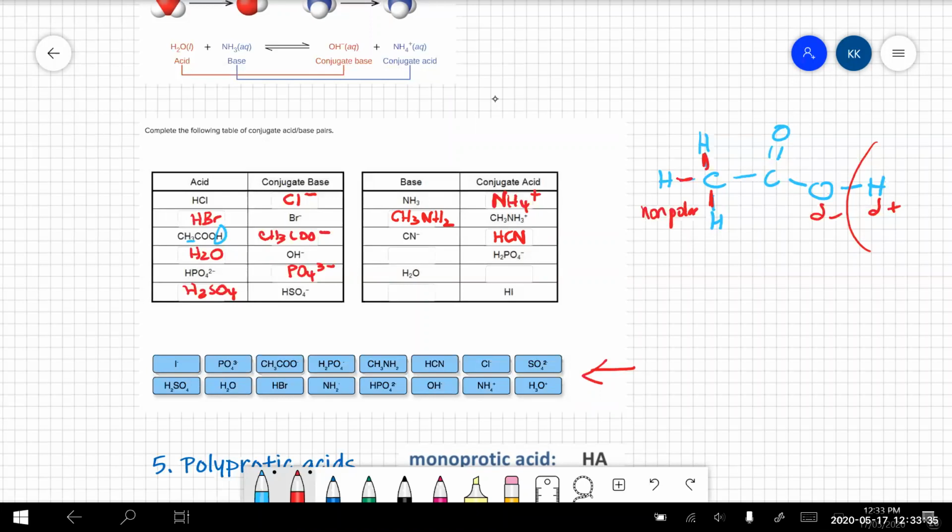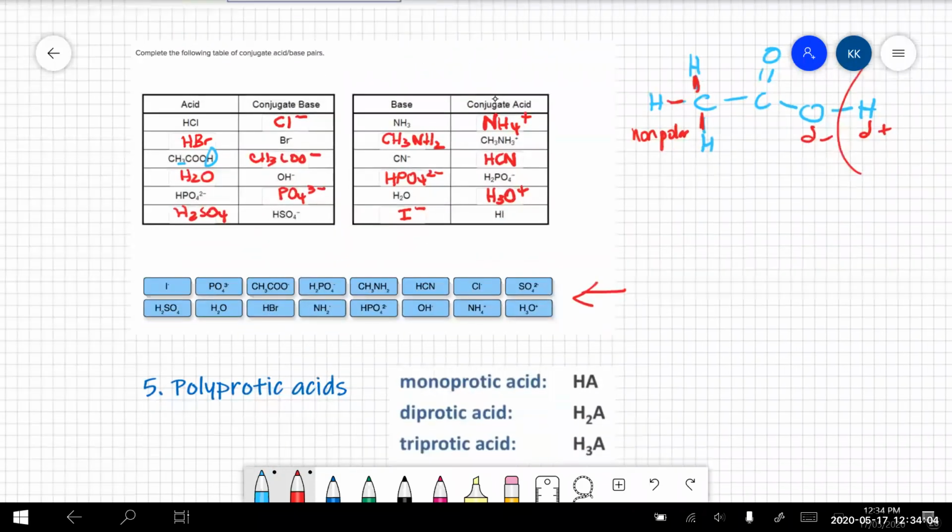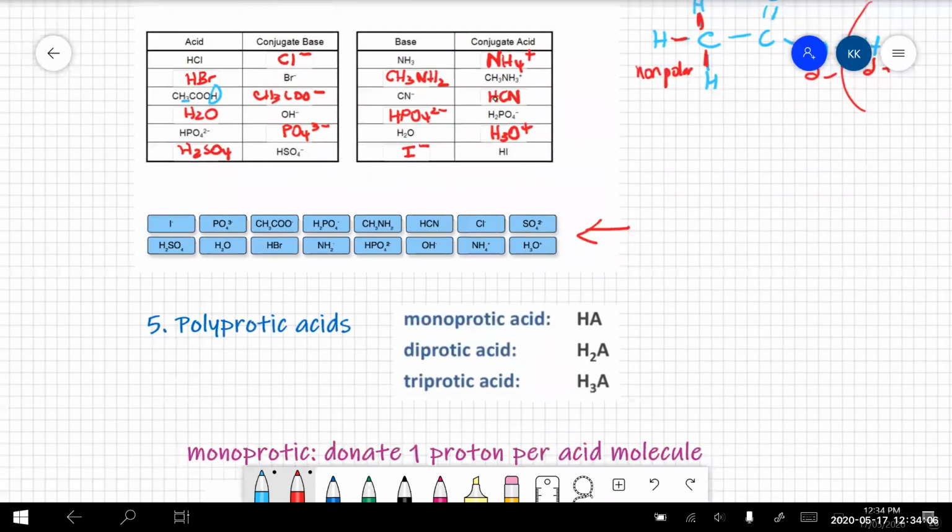H2PO4 minus, to go to the base, you're going to need to lose a hydrogen and go down by one charge. H2O, to get to its conjugate acid, you're going to need to add a hydrogen and go up by one charge. Hydrogen iodide, to get to the base, you're going to need to go down by a hydrogen and down by a charge. How'd you go with those? Make sense now? Next definition, polyprotic acids.